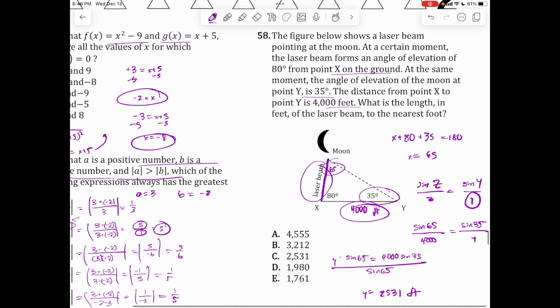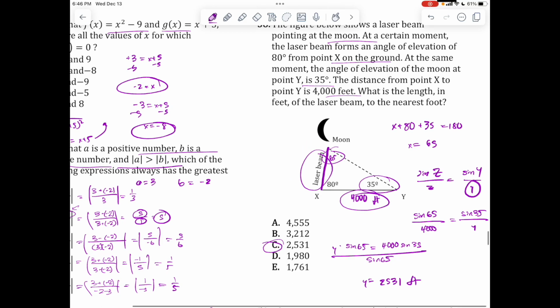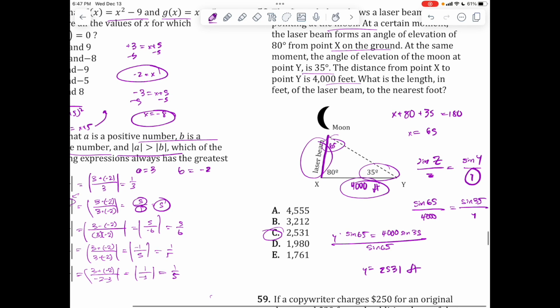Yep, it doesn't seem like the numbers really make sense given that the moon is quite far away. But according to this problem, the moon is 2531 feet away. So whoever wrote the problem, good job. I don't know what planet you're on, but that's the correct answer here.